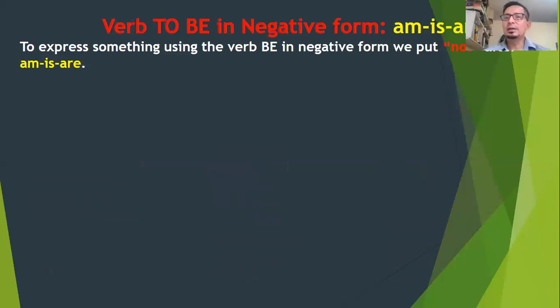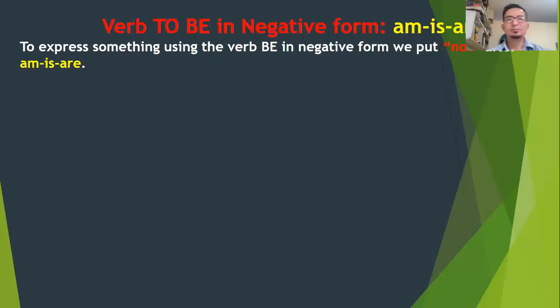I said at the beginning, in the objective, that we wrote and you read with me. It has to do with the verb to be in negative form. If you remember, the verb to be has three forms: am, is, are. So, verb to be in negative form.